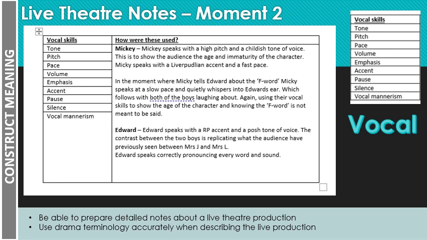Again, using their vocal skills to show the age of the character, not knowing what the F word is and that it's not meant to be said. It's sort of that idea of knowing something as a child that's actually a secret and sort of whispering into each other's ears. Edward speaks with an RP accent and a posh tone of voice. The contrast between the two boys is replicating what the audience had previously seen between Mrs. J and Mrs. Lyons.